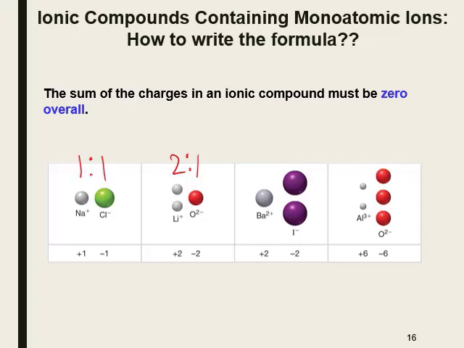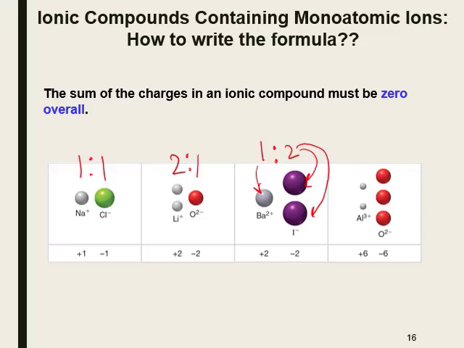In case of sodium chloride, the ratio was 1:1. It means for every 1 sodium ion, we needed 1 chloride. However, in case of lithium and oxide, we need 2 lithiums for every 1 oxygen. If the cation is 2 positive and the anion is 1 negative, in order to neutralize the 2 positive, we will need 2 iodides, or in other words, the ratio is 1:2. It means for every 1 cation, we need 2 anions to neutralize the charge.